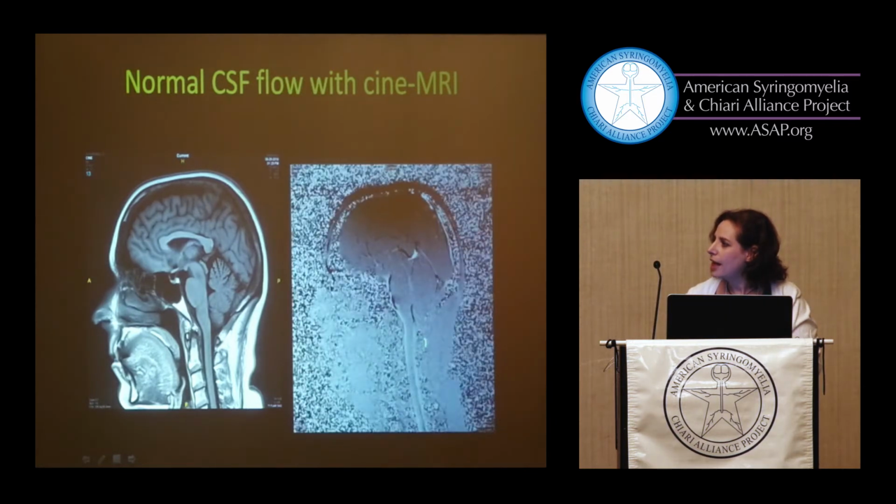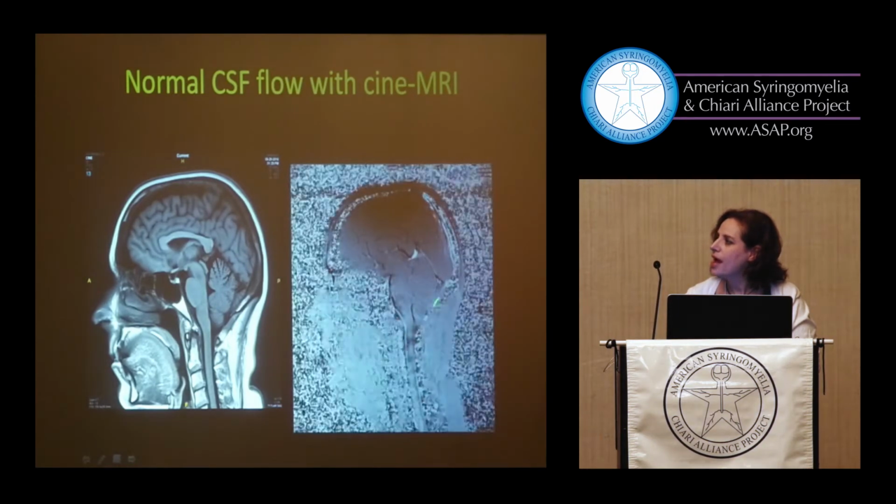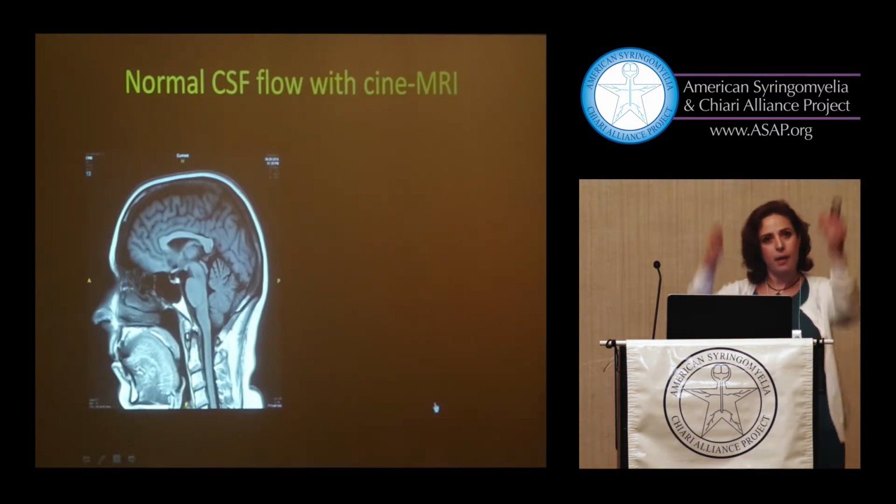So that white to black here, and it's going all the way up the front of the brainstem, and there's a little tail going up behind the brainstem, and that's because there's no impedance of flow. That's a normal brain with flow going up and down with the cardiac cycle. That's a normal case.